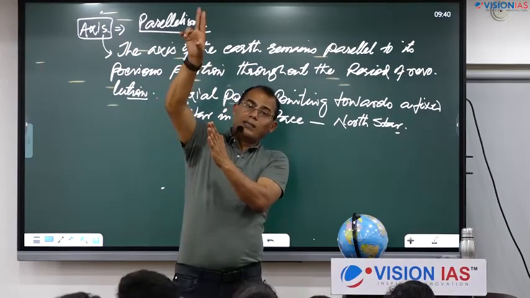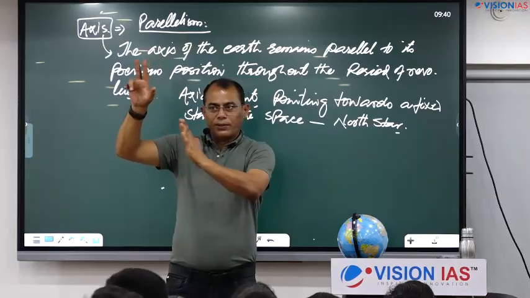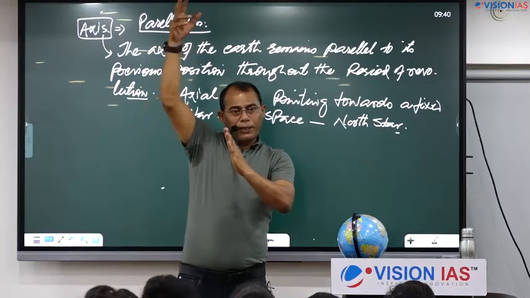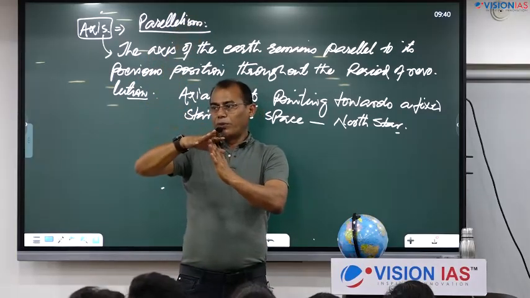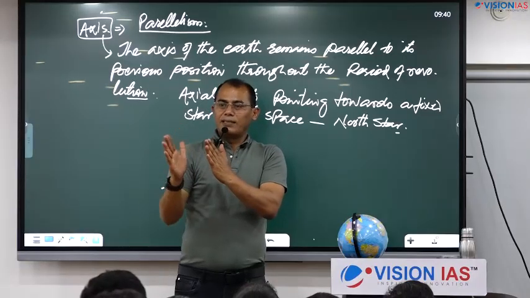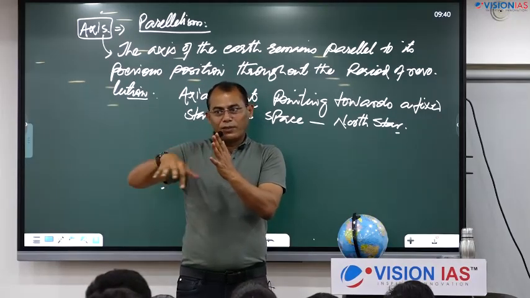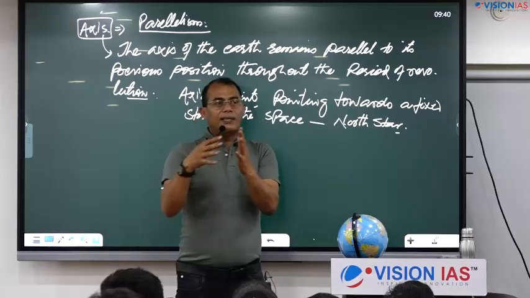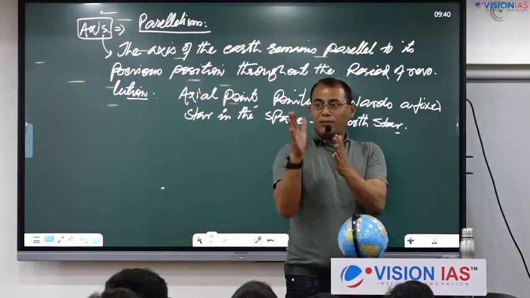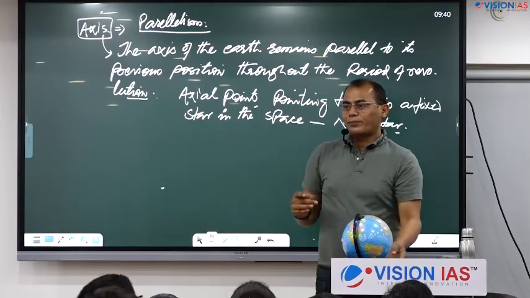So this axis point will be directed towards a star in space, always, throughout the period of its revolution. This will be pointing in space. It will not be visible from the Earth's surface, but this is called parallelism. The moment it changes, it will create a lot of problems. Whatever phenomena we have, day and night, seasons and all, have something to do with parallelism also. That is how UPSC plays with it.